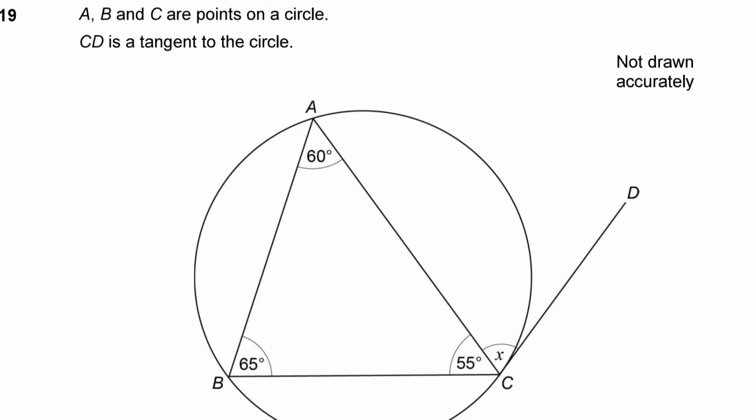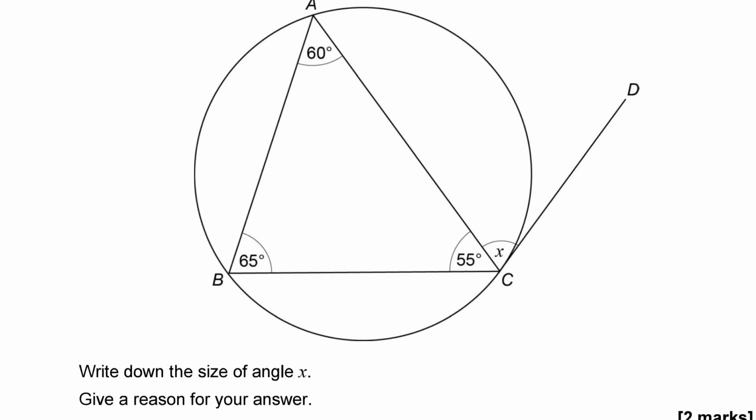Okay, on to circle theorems. A, B and C are points on a circle. CD is a tangent to the circle. And we need to write down the size of angle X and give a reason for our answer.